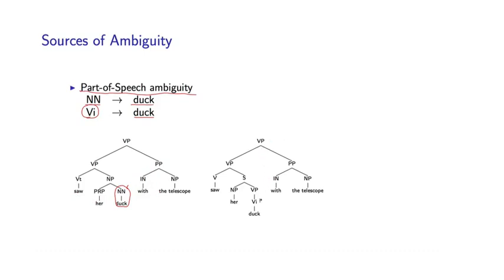Let's look at this second structure. In this case, we have duck as an intransitive verb, and actually we have her duck as a sentence embedded within this verb phrase. In fact, the sentence is an argument to the verb saw, forming a VP here. This interpretation basically corresponds to the interpretation where I'm seeing somebody duck using the telescope to see that person duck. So here I have a real duck in the world, and here I have somebody ducking. Okay, so you see these two different interpretations. So that's a first source of ambiguity, part of speech ambiguity.